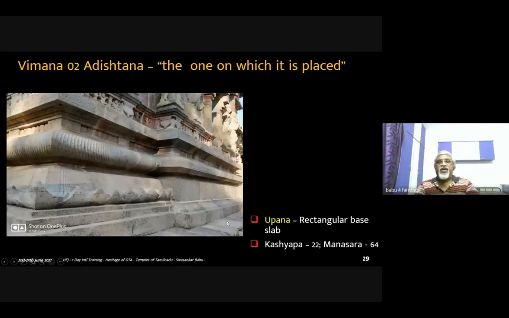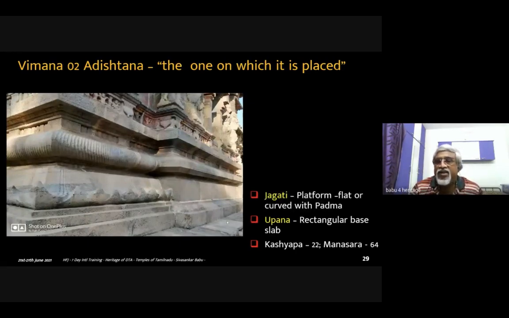This is basically like when you build a house: you do the first stamping, and then you do one layer of rock or plate. That base slab is called Upana. The next member is the Jakati, which is a kind of platform.